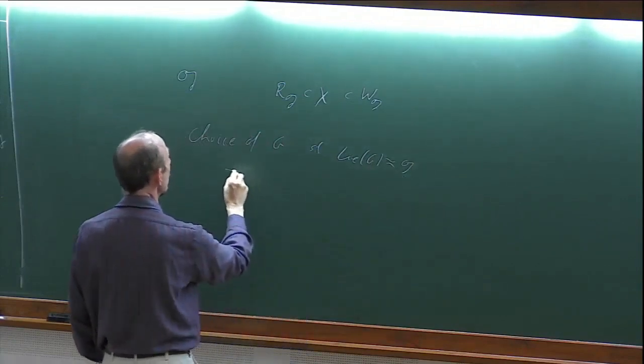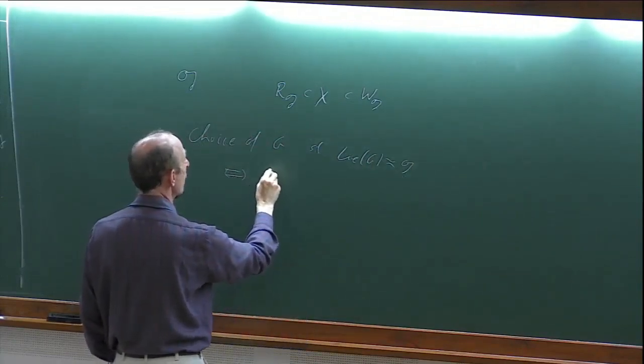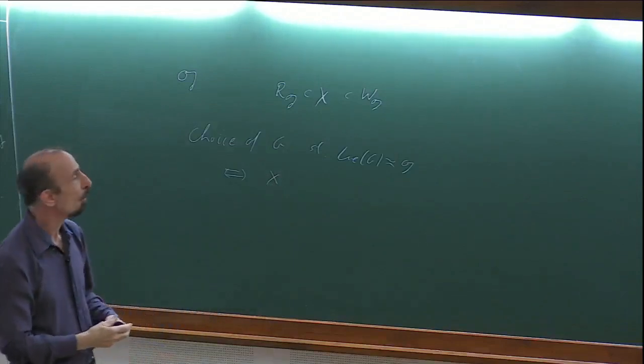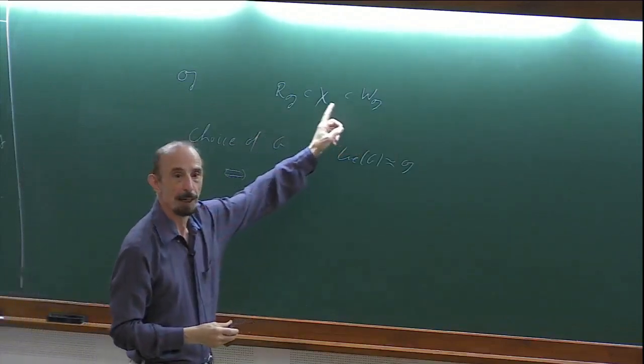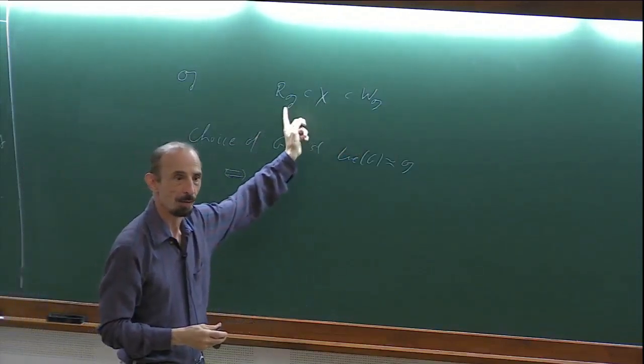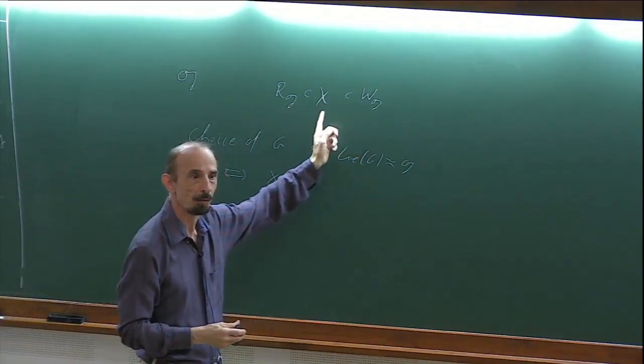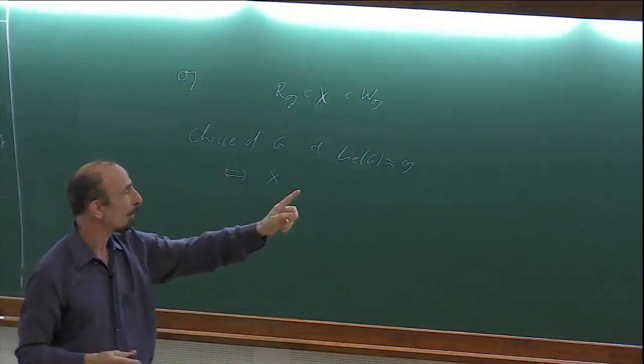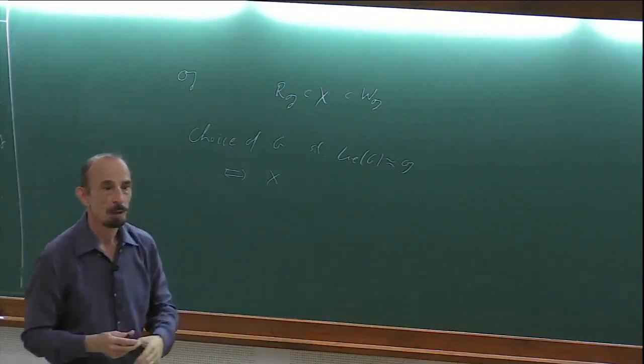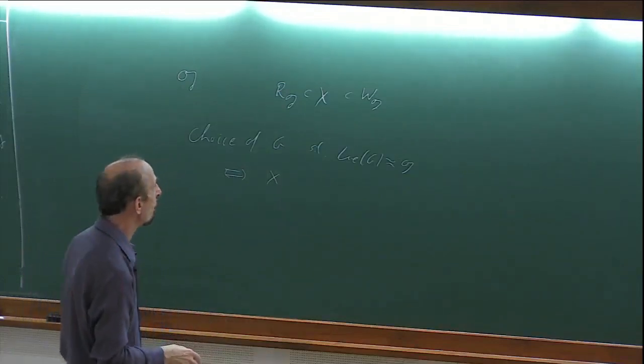Lie algebra is the same as the choice of X. So this is a finite difference. This is a sublattice of finite index. So there's a finite number of intermediate lattices, and they correspond to the possible groups.